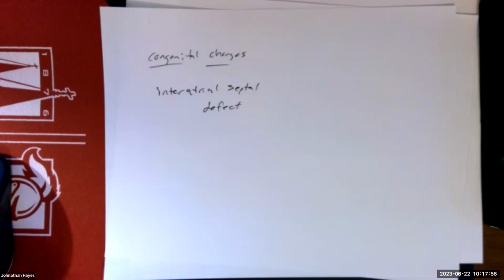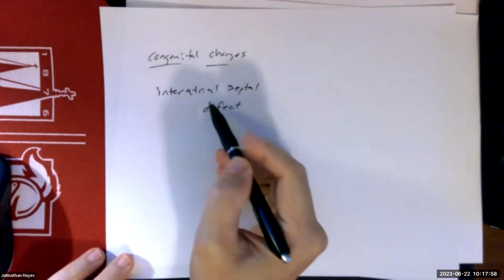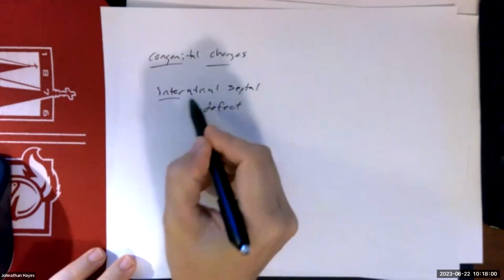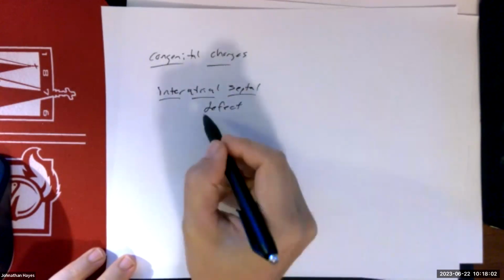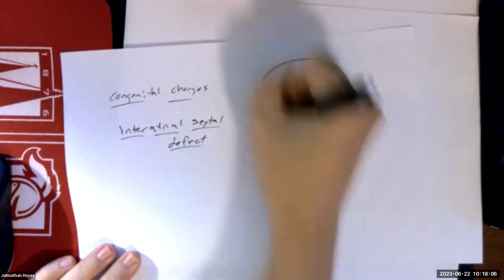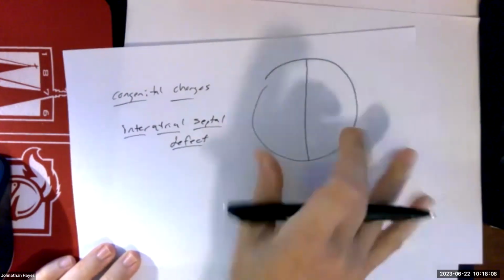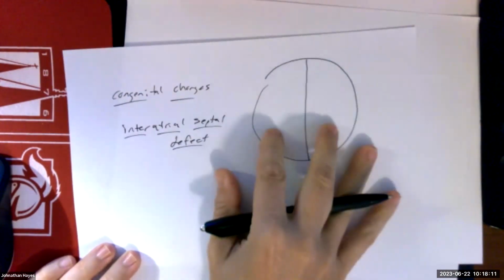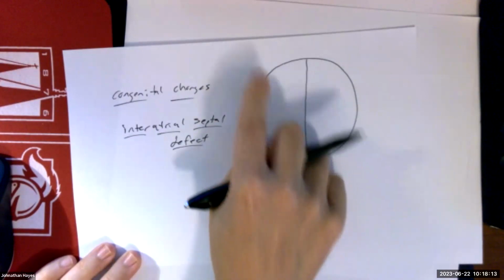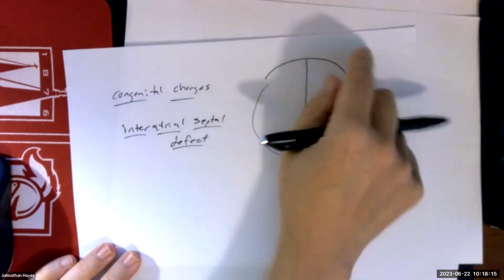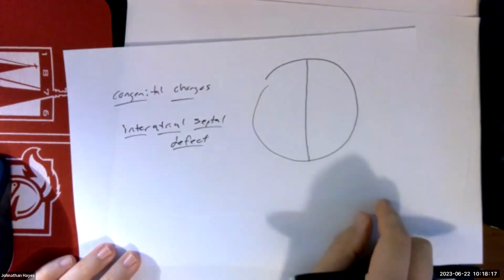So if I have something called an interatrial septal defect, inter means between, atria, right? The septum's the wall, defect means it ain't right. So that should be pretty easy to figure out. If I have 2 pumps in one, you have a right-sided pump we call the pulmonic circuit. That's the right half of the heart. You have a systemic circuit. That's the left half of the heart.